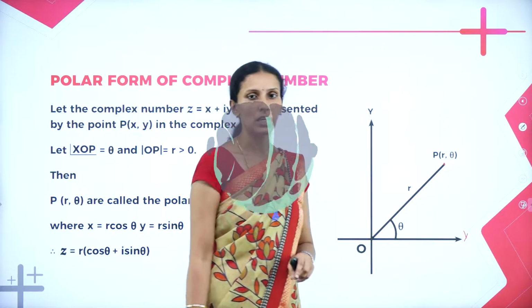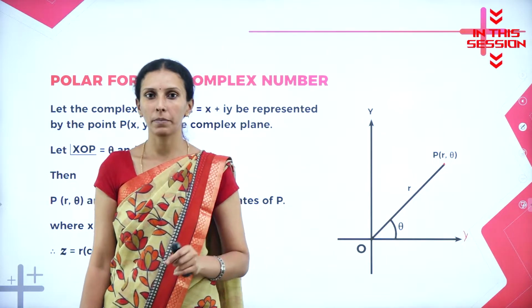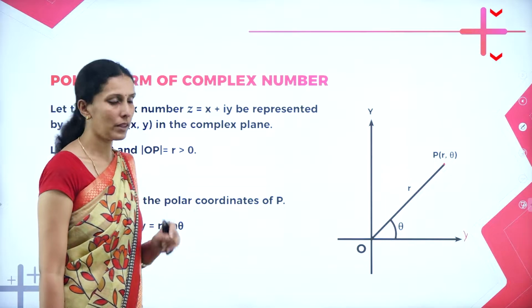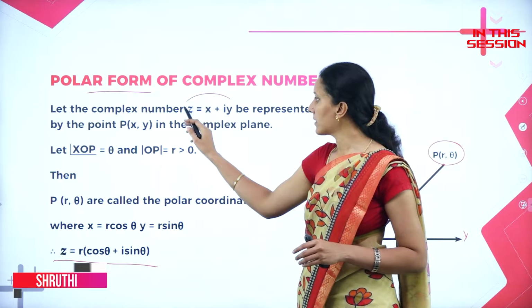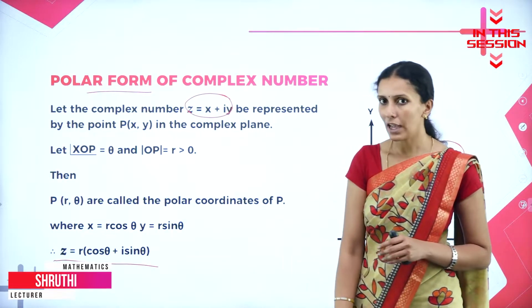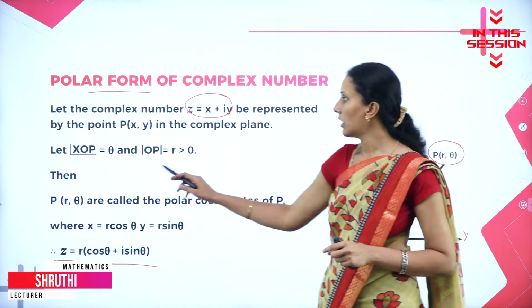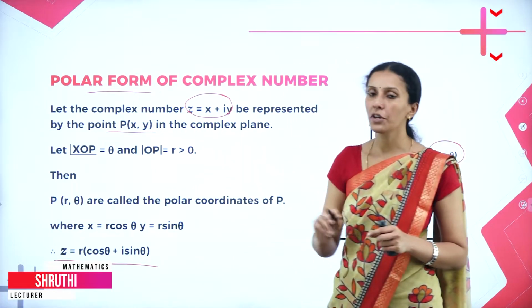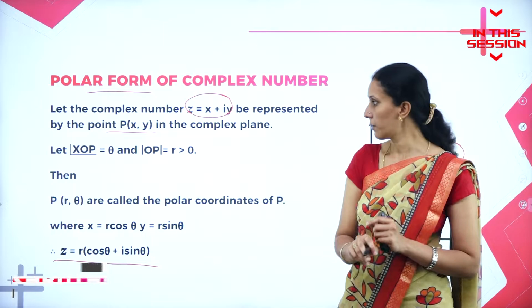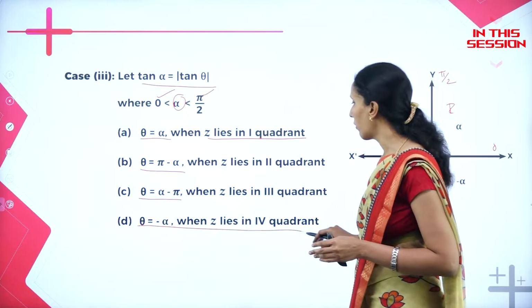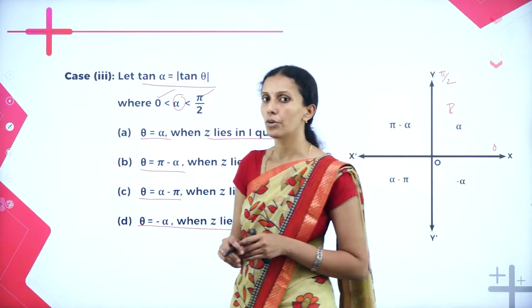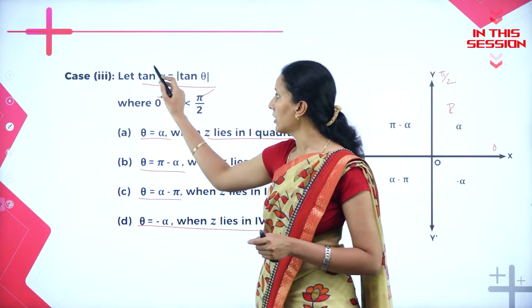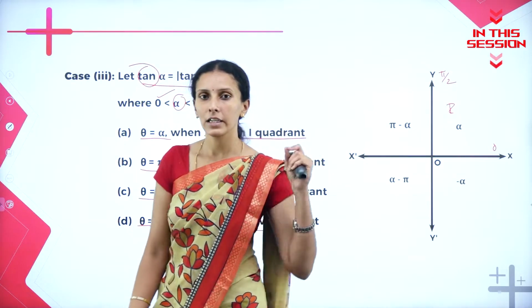Theta is represented as an angle of inclination and it is represented in the coordinates of r comma theta. So any complex number z is equal to x plus iy represented using a point P of x comma y in a coordinate plane. Again, theta will be equal to minus alpha in the fourth quadrant based on the function tan. We are discussing the theta here.